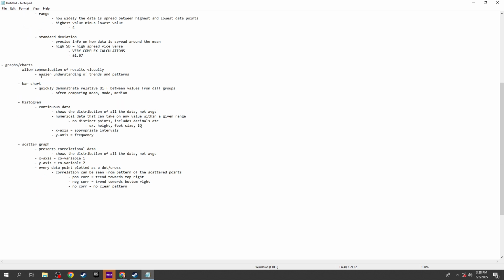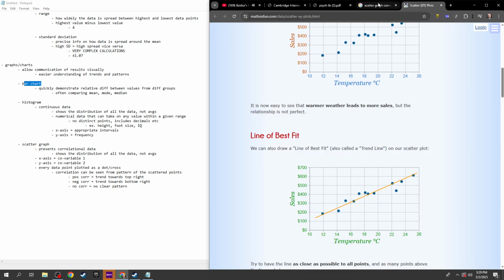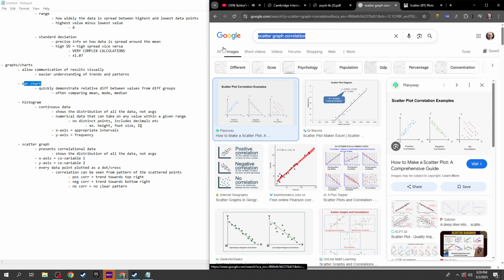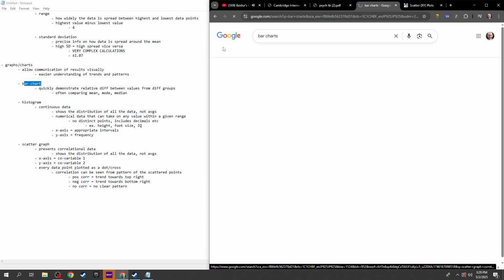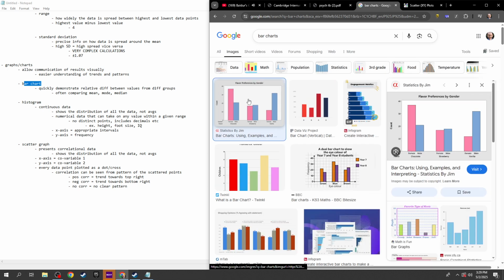Next, finally, graphs and charts. They allow for communication of results visually, and this usually makes it easier to understand trends and patterns in the data. Then we have a bar chart. Bar charts, I have an example here.